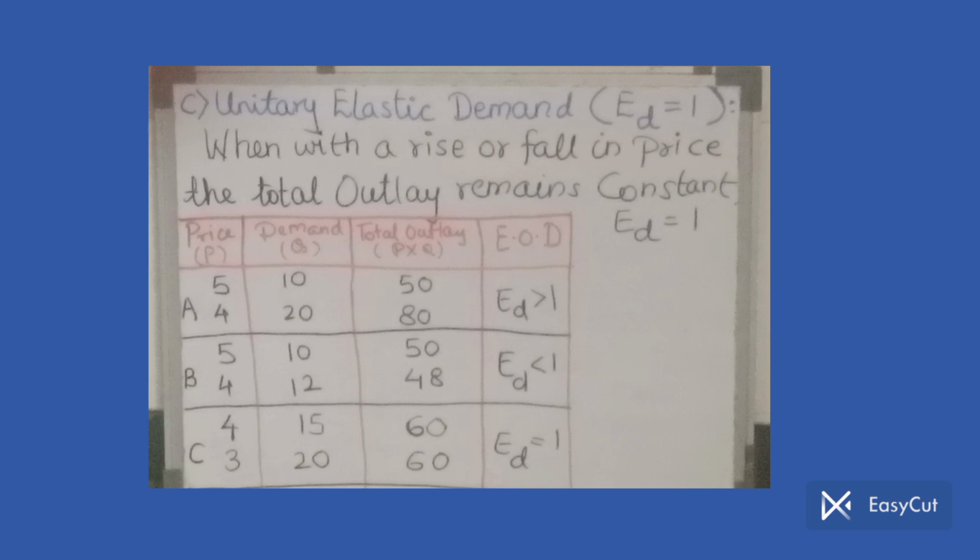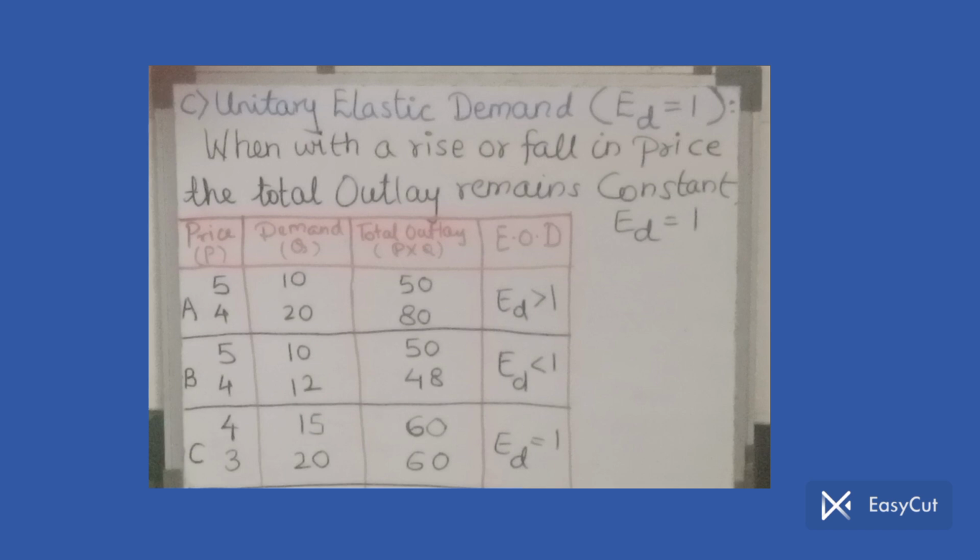Look at the table on the board. Price P, demand Q, total outlay P into Q. Then the last column is ED, elasticity of demand. The first case I have taken is case A: initial price 5, price falls to 4, demand 10, 20, total outlay, which is the multiplication of P into Q, 50, 80. So the total outlay increases. So it is the first case, ED greater than 1, relatively elastic demand.